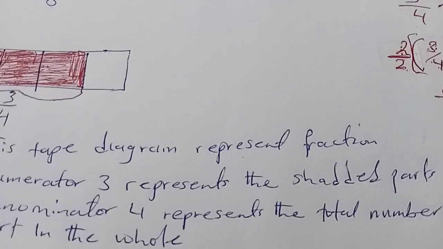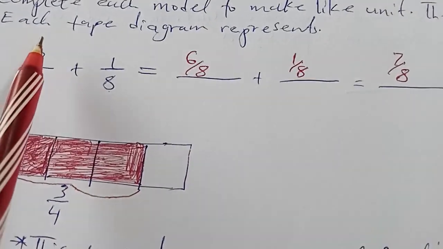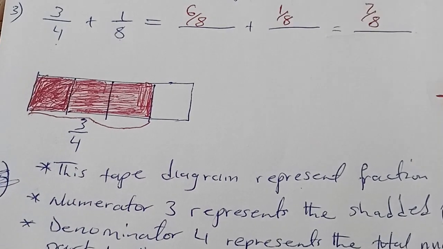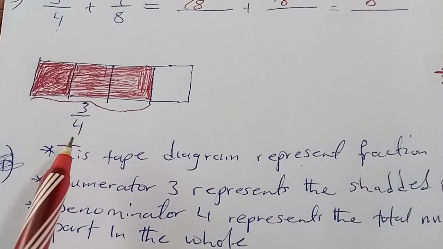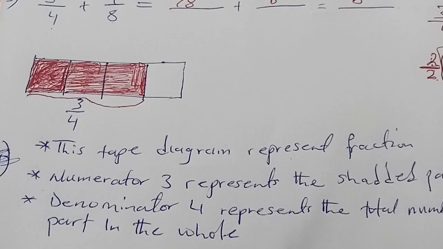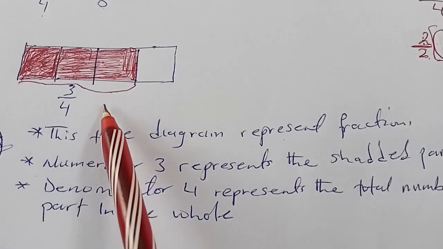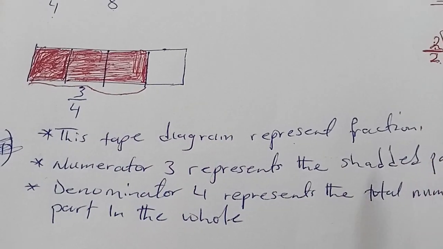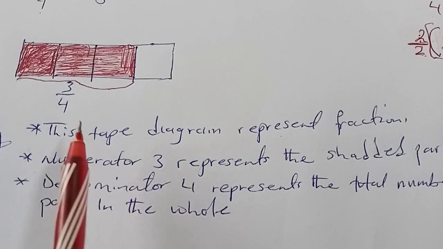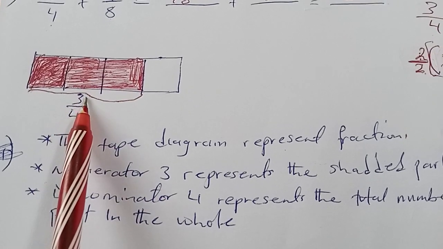Now to analyze the tape diagram, because the question says each tape diagram represents, we want to know the representation of the diagram. We observe that this tape diagram represents a fraction. This is the first thing we know. When we see this diagram, what comes to our mind is a fraction. The next thing: the 3 up here is the numerator.